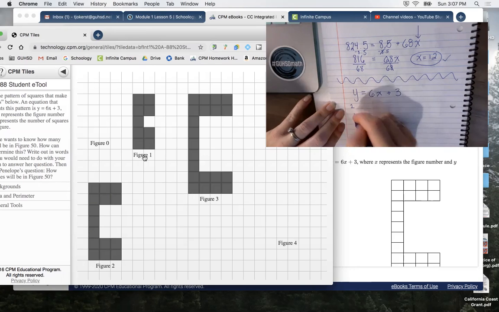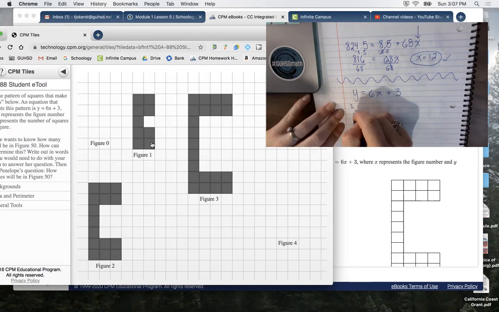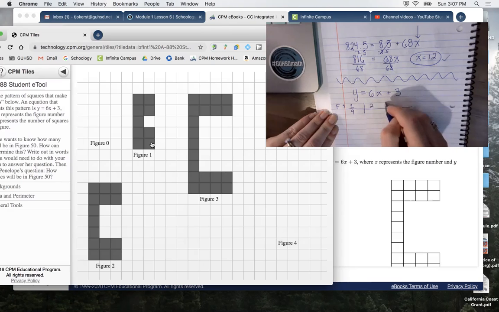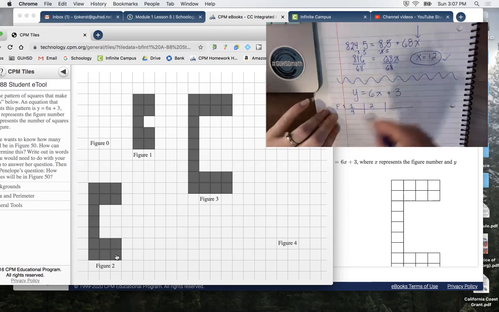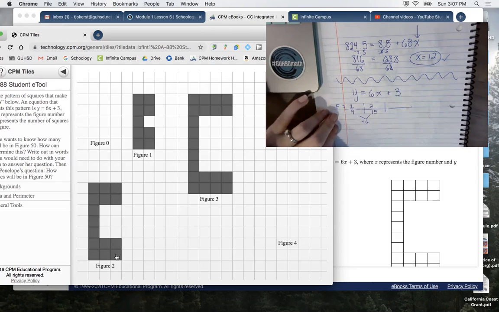So in figure 1, I'm going to kind of break this down. In figure 1, I have 1, 2, 3, 4, 5, 6, 7, 8, 9. I have 9 tiles. In figure 2, I'm kind of making a table, right? Like that's kind of the idea here. In figure 2, I have 1, 2, 3, 4, 5, 6, 7, 8, 9, 10, 11, 12, 13, 14, 15. And that's a growth of 6 that we saw.